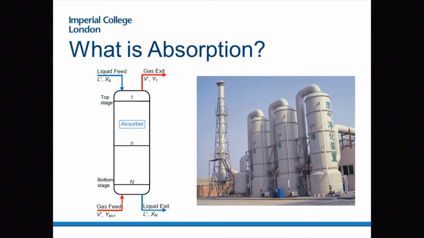Absorption is the removal of volatile solute from a gas stream by contacting it with a liquid solvent in a countercurrent way. It's usually used to recover low concentration components from a gas stream. To perform absorption, a carrier gas with solute and liquid solvents are required.